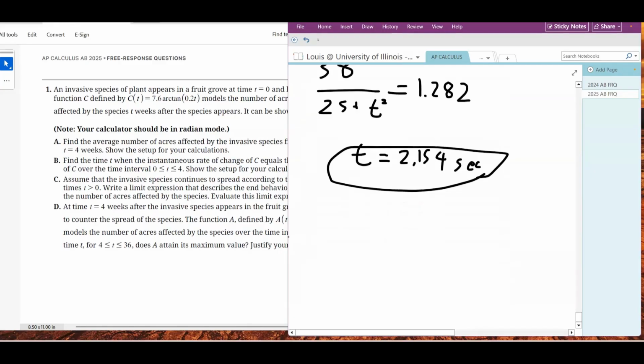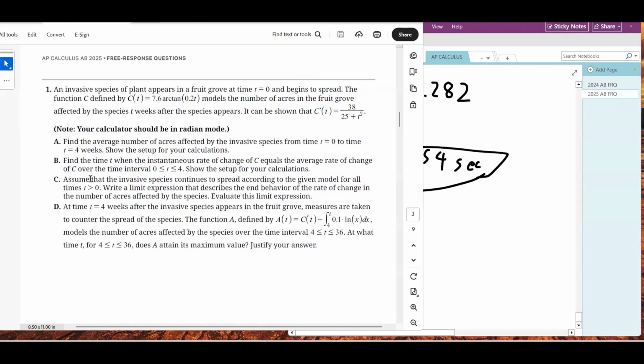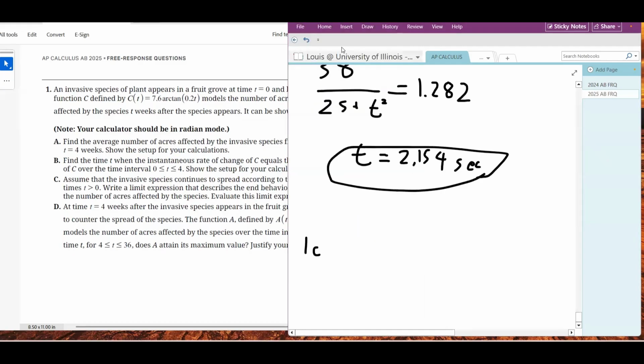Moving on to 1C. Assume that the invasive species continues to spread according to the given model for all times t greater than zero. Write a limit expression that describes the end behavior of the rate of change in the number of acres affected by the species. Evaluate this limit expression. So we're looking for the limit as t goes to infinity of c prime of t.